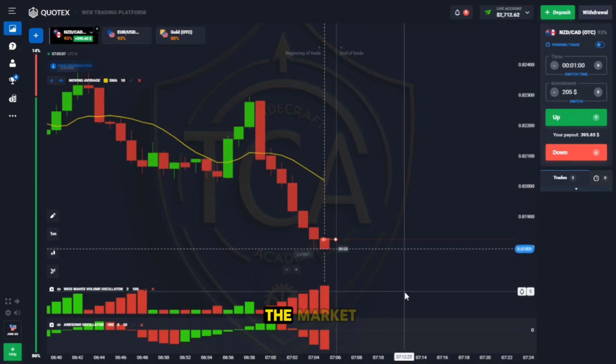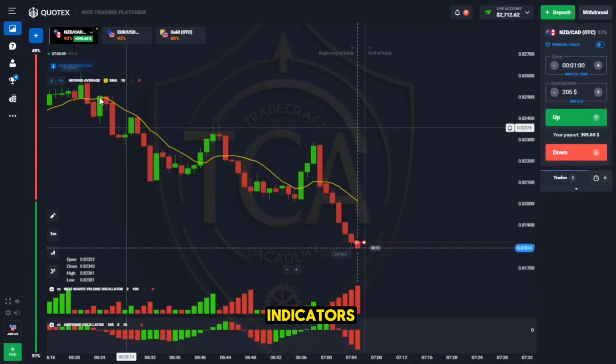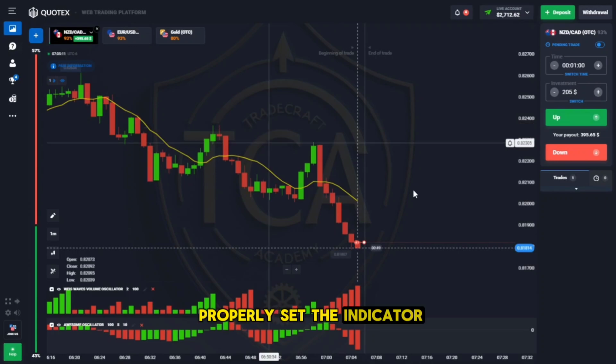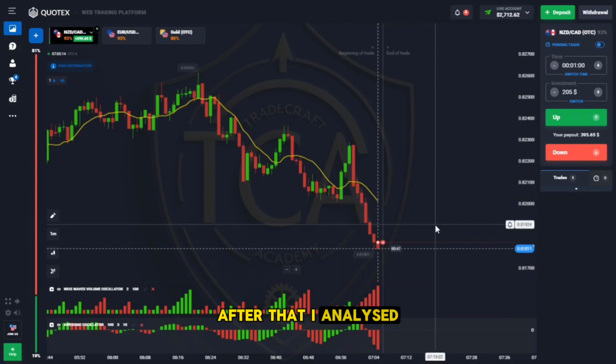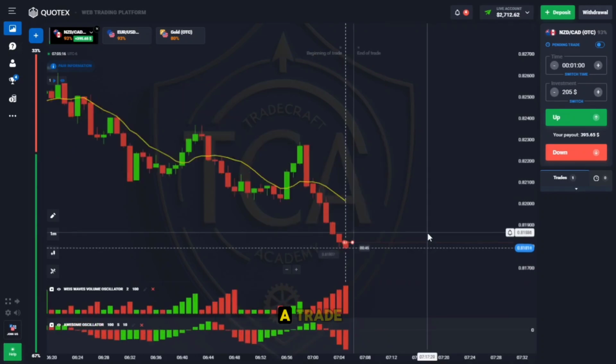First, I came into the market and then selected the indicators, and I properly set the indicator settings. After that, I analyzed the market and executed a trade with multiple confirmations.